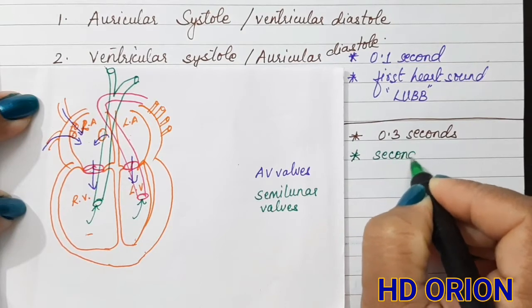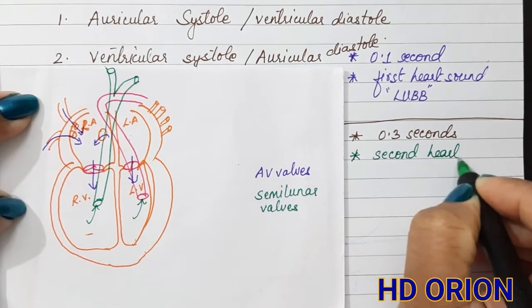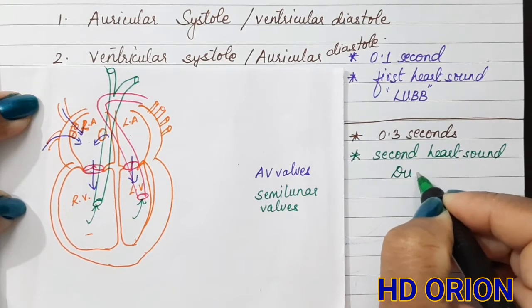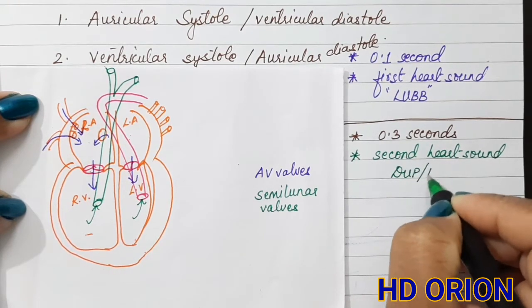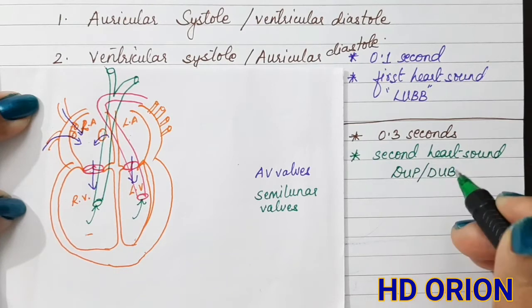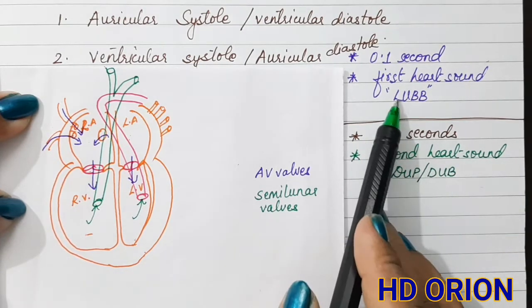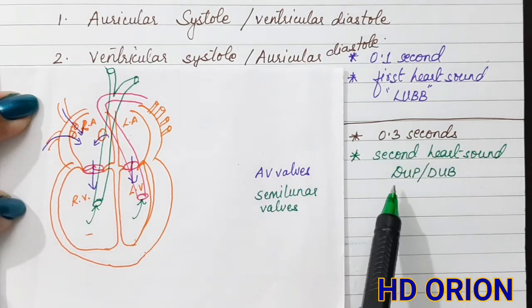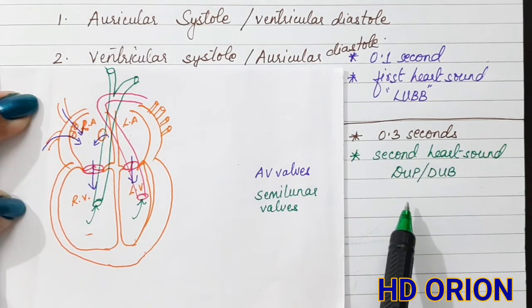The second heart sound. In some of the books it is mentioned DUP, it can also be called as dub. So the first heart sound is lub and the second heart sound is dub. Lub dub is the continuous heart sound that we hear with the help of stethoscope.